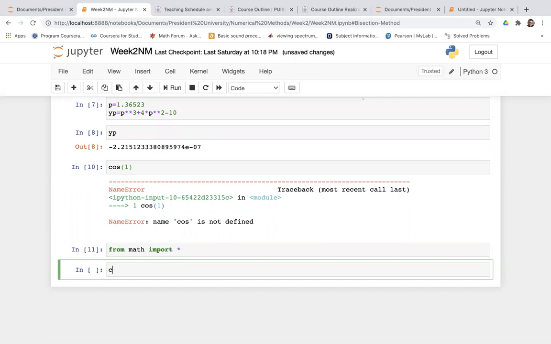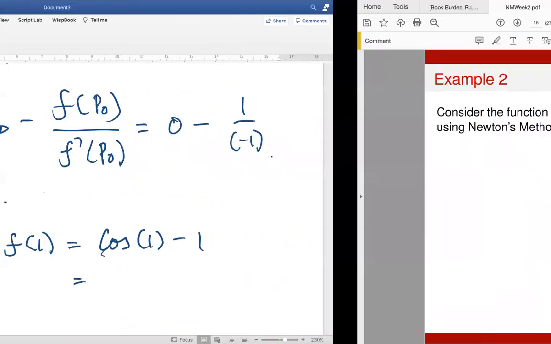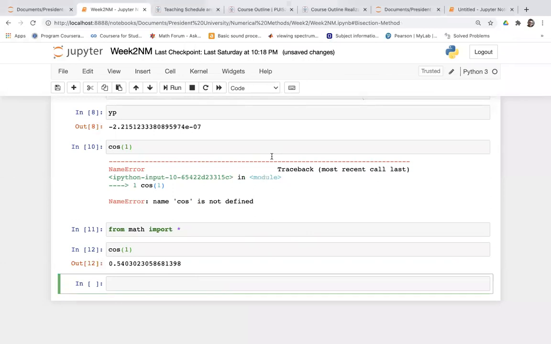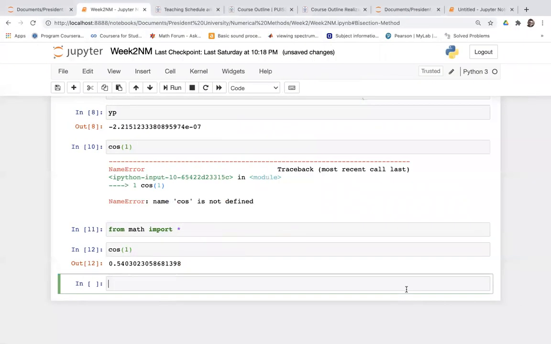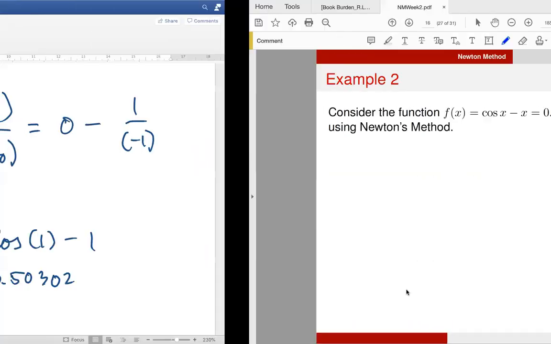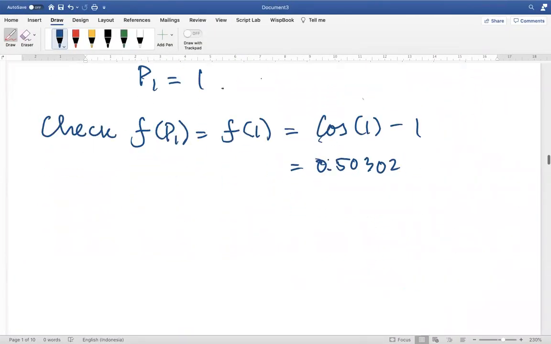Okay, now let's put again the same cos 1. So it gives us the result 0.540302. Okay, so that's the result, yeah, and so on. So that is f(p1), and as you can see, it's still far from 0.